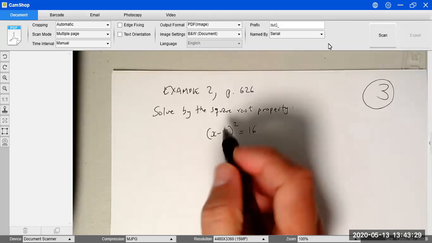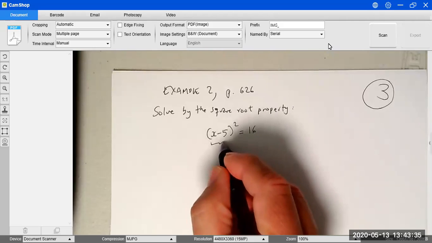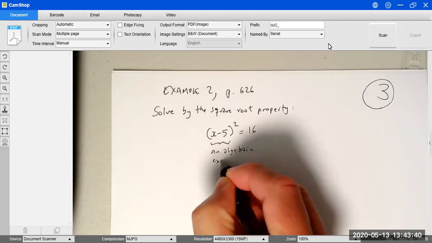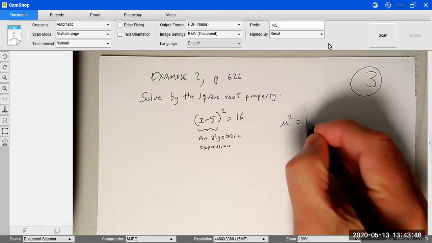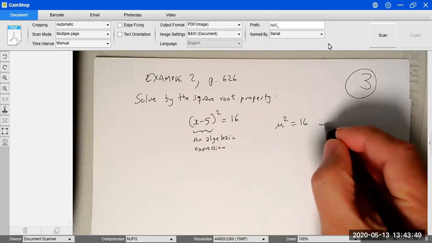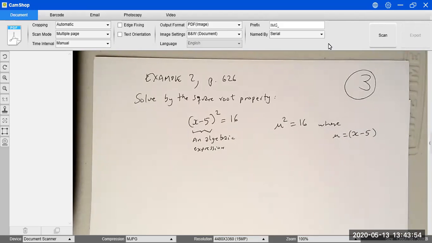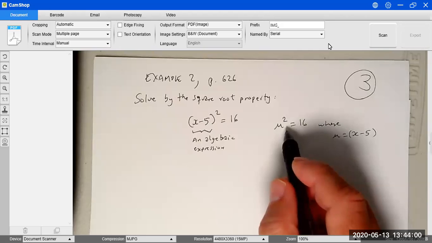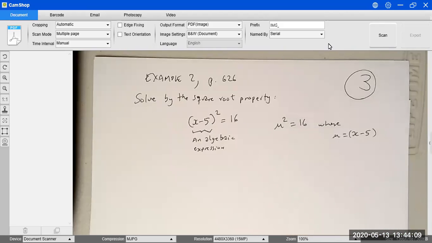Now you can see here that the entire parenthesis is squared. The entire parenthesis is an algebraic expression. This is equivalent to writing u squared equals 16, where u equals x minus 5. I'm just writing this for you to see that this is, again, a problem that can be solved by using the square root property, because this is u squared equals d. So we can take the square root on both sides of the equation and we're going to get the solution.